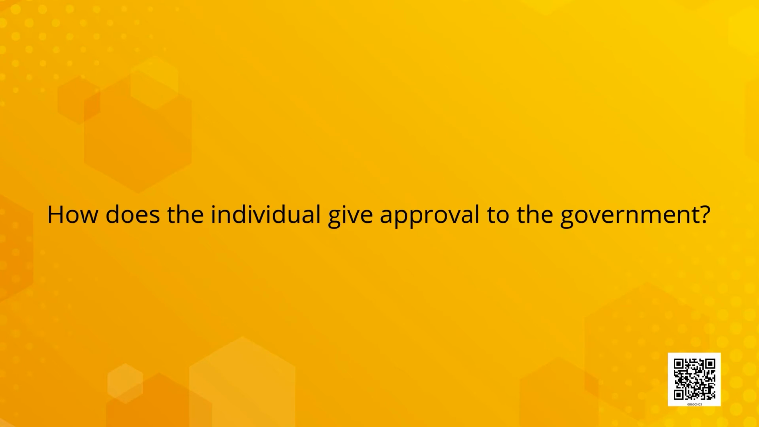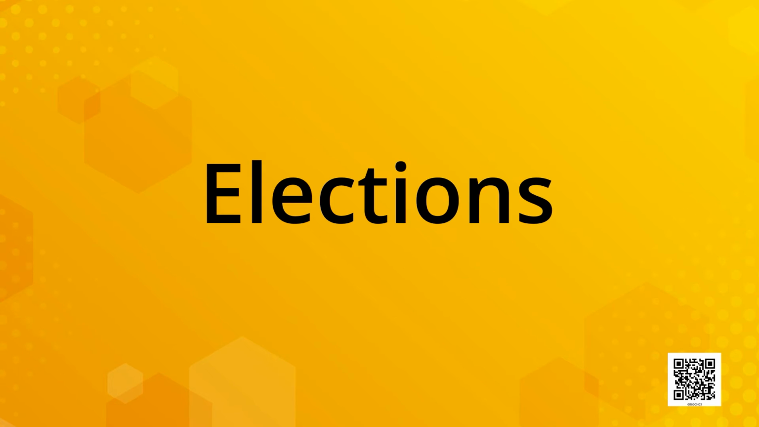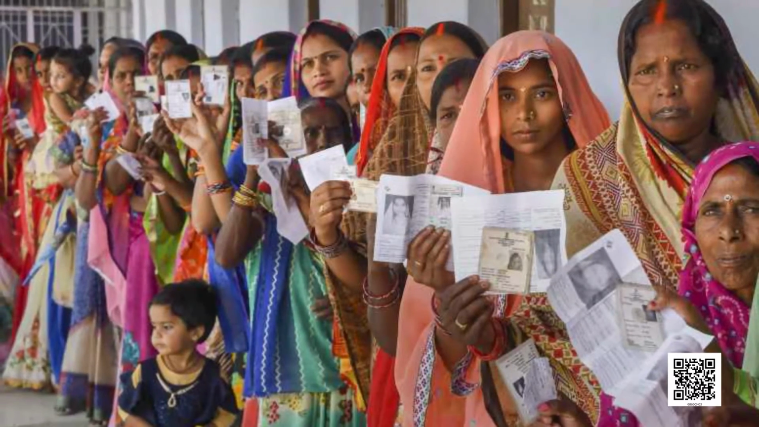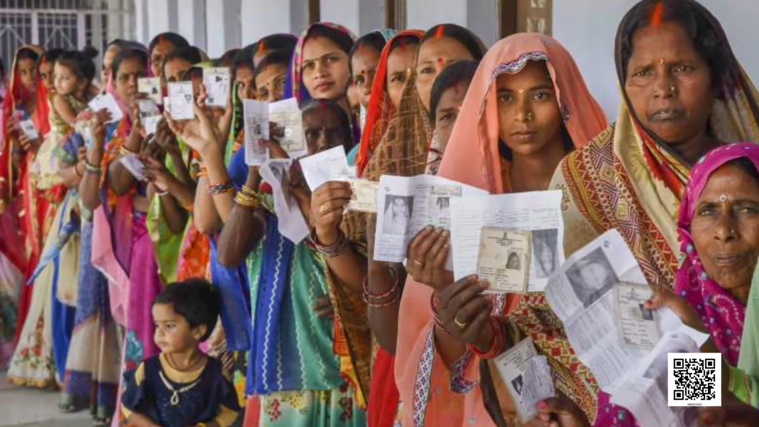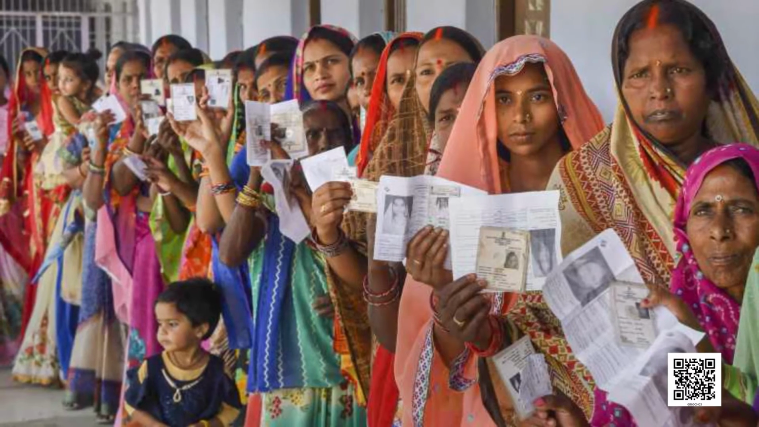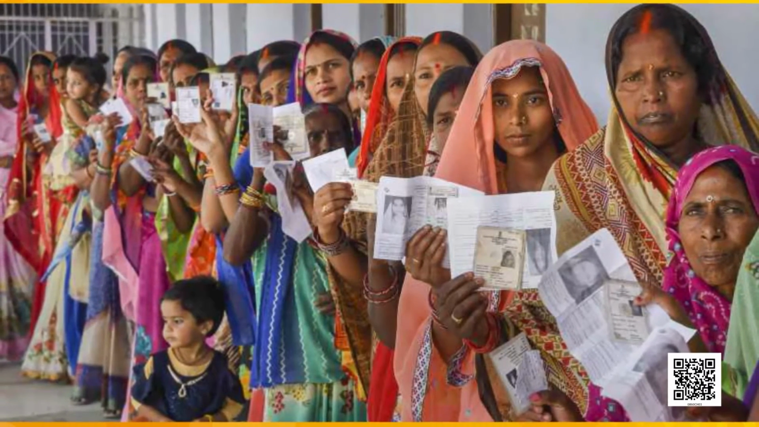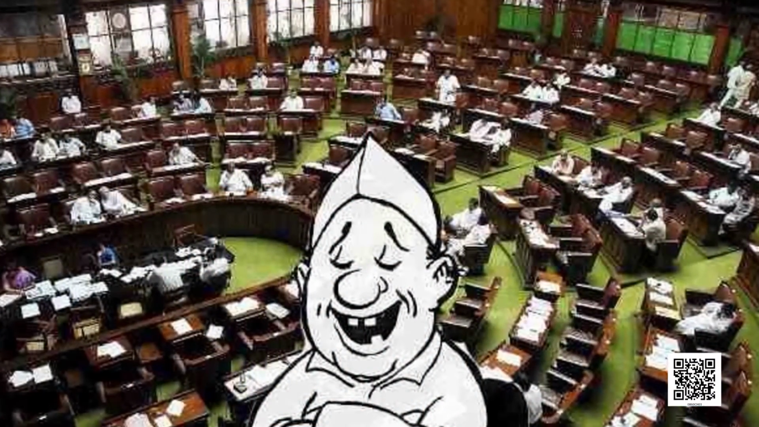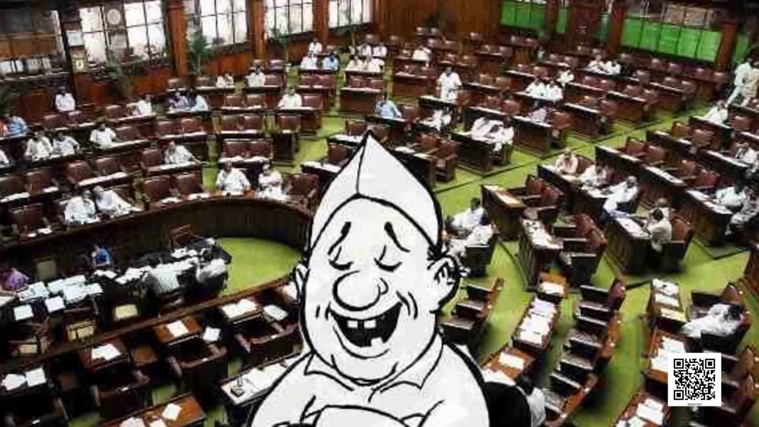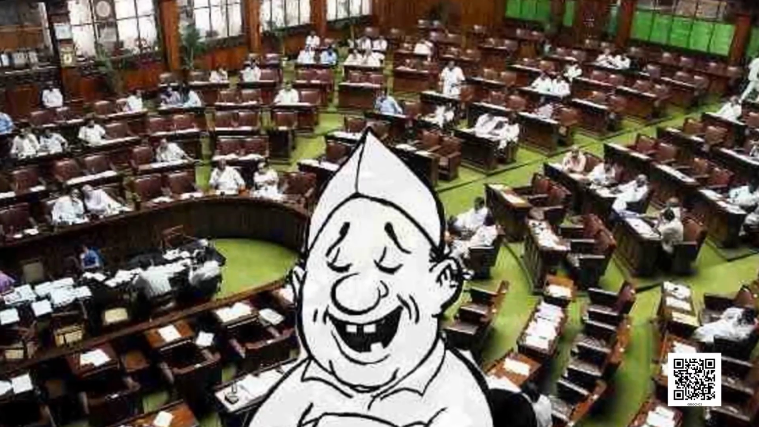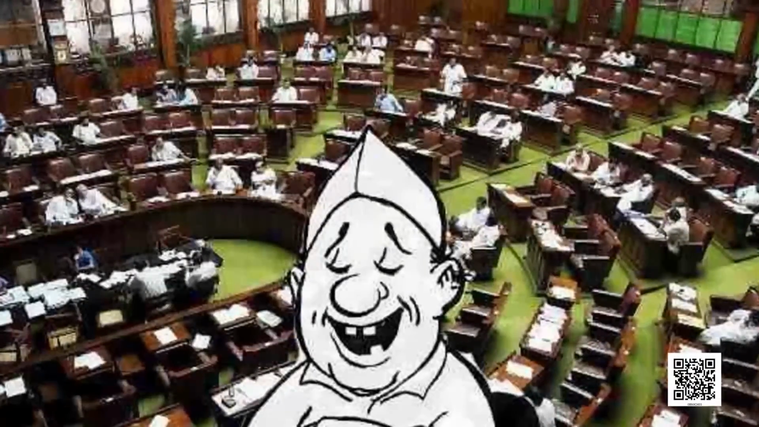How does the individual give approval to the government? One way of doing so, as we read, is through elections. People would elect their representatives to the parliament. Then one group from among these elected representatives form the government. The parliament, which is made up of all representatives together, controls and guides the government. In this sense, people, through their chosen representatives, form the government and also control it.